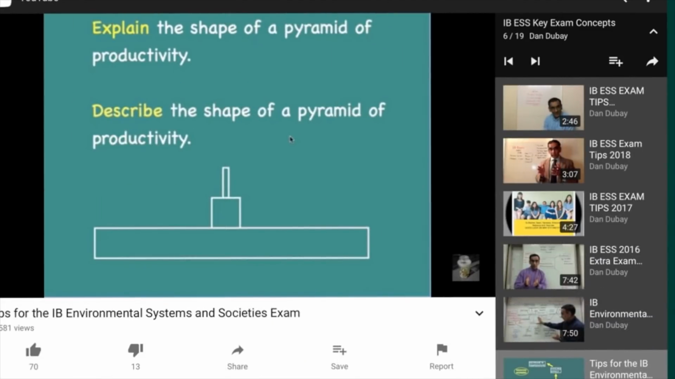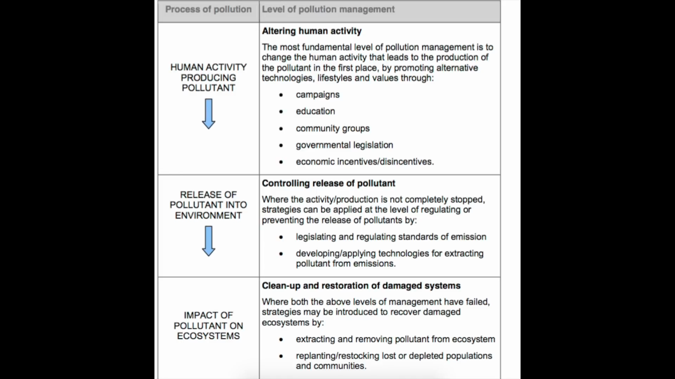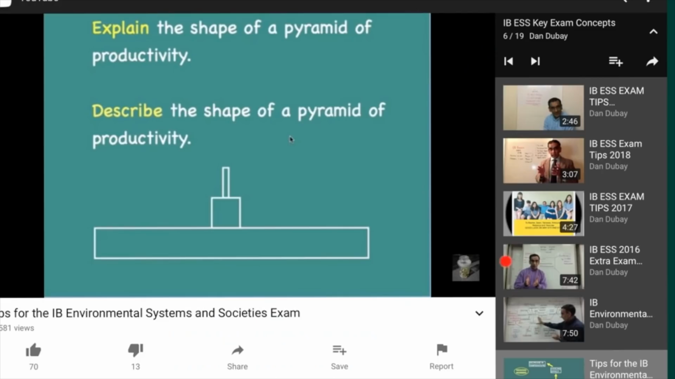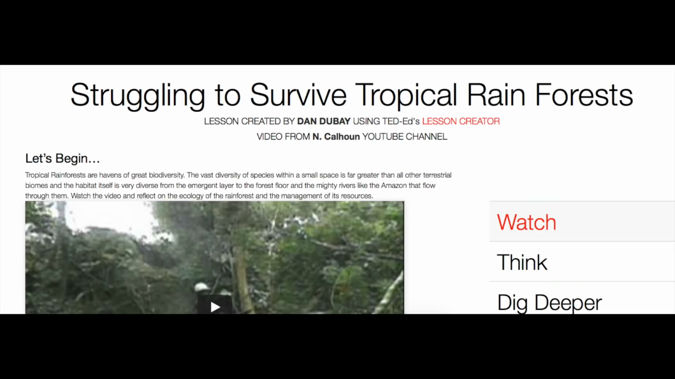Over the years, I've given many tips on how to approach the IB ESS exam, including areas such as understanding the command terms. Here in 2015, the 3-tiered approach to pollution management. Here in 2016, the fixes and the solutions in environmental management. Also in the 2016 tips, the holistic study of ESS and the systems approach. Here in 2015, I made a TED-Ed lesson on the tropical rainforest and highlighted that in 2017.